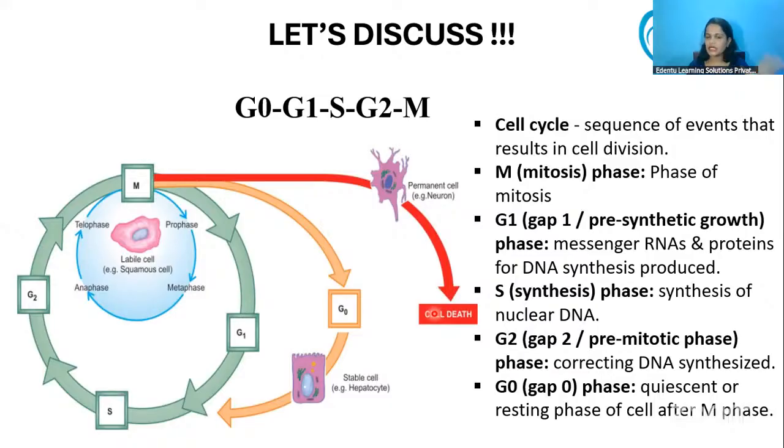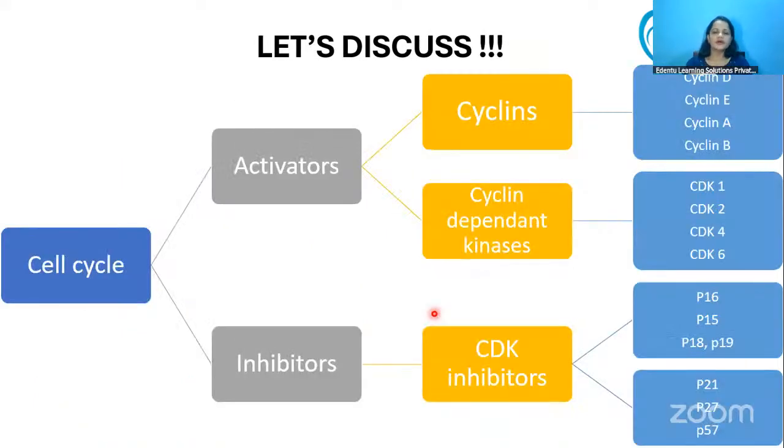So this is the general picture of the cell cycle, the stages in the cell cycle: G0, G1, S, G2, and M. And based upon the cell division properties, the cells can be divided into labile cells, stable cells, and permanent cells. Now, this whole cycle we have seen, the cells will be going through it regularly.